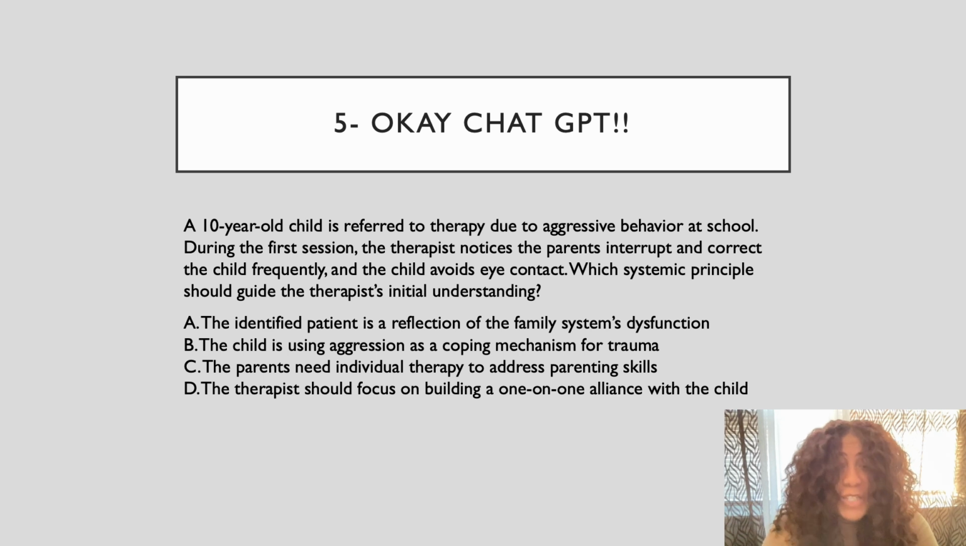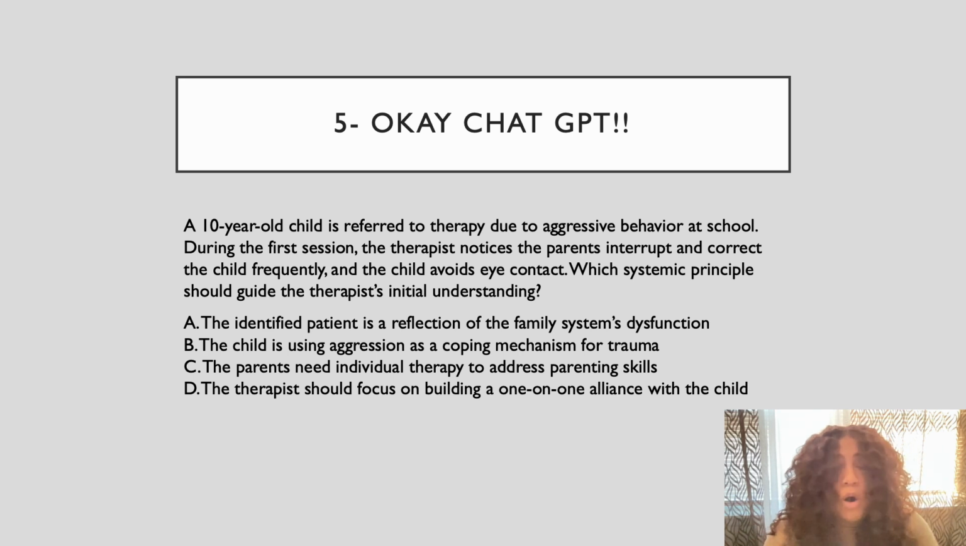Now, I kind of like this one too. Okay, a 10-year-old child is referred to therapy due to aggressive behavior at school. During the first session, the therapist notices the parents interrupt and correct the child frequently and the child avoids eye contact. Which systemic principles should guide the therapist's initial understanding? Now let's stop, take a look at this question, and see, if you were taking this exam and this question was on here, how would you navigate your way through it? What would you highlight? What sticks out to you?